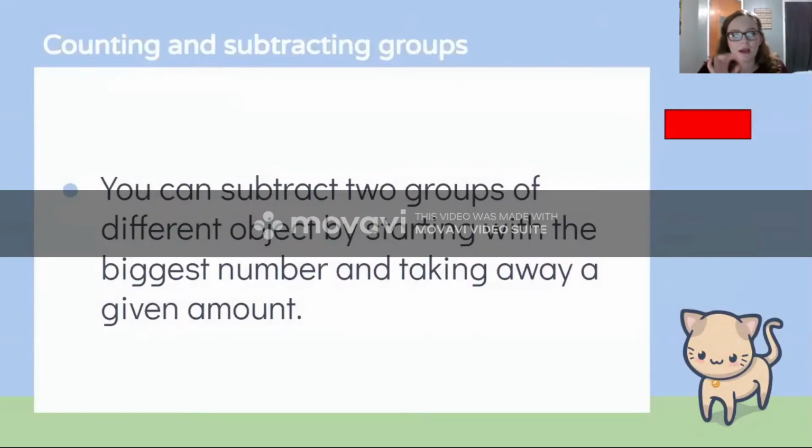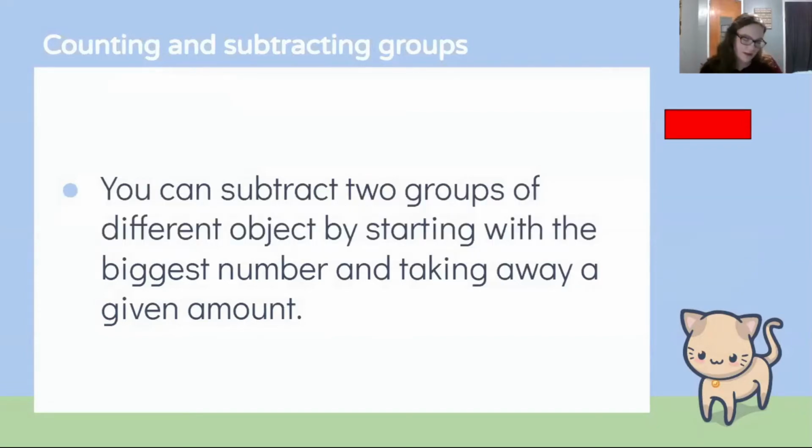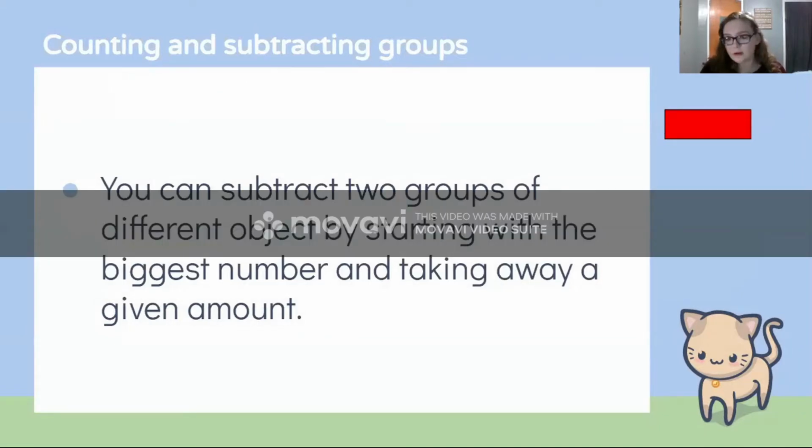So let's look at how we're going to count and subtract groups. So you can subtract 2 groups of different objects or similar objects by starting with the biggest number and taking away a given number. So you always want to start off with the biggest number when it comes to subtraction, because if you start off with the smallest number, you won't have enough objects to subtract.